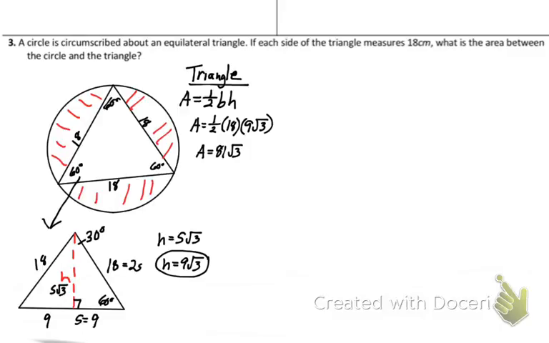Cool. Triangle done. Check. The only other area I have to find is the circle. So like I said, if I'm looking for circle area, I'm going to write down what formula I'm going to use. So the area for my circle is going to equal pi r squared. Pi is just a number, so I just need to find my radius, and I am done.